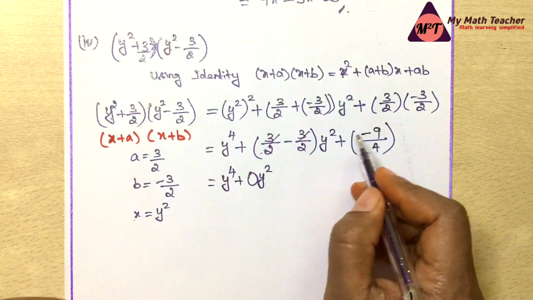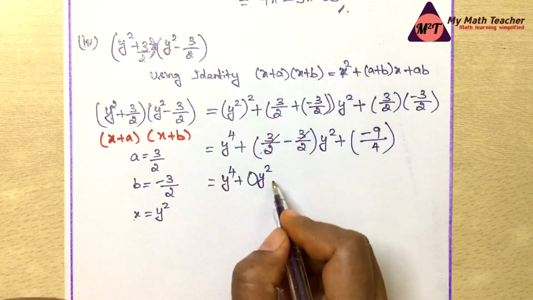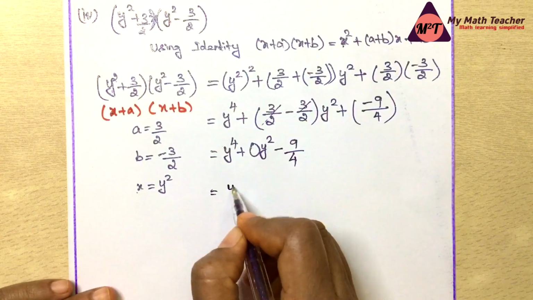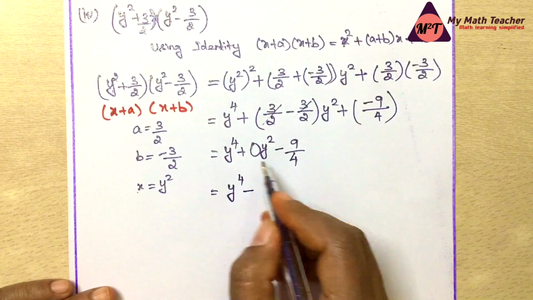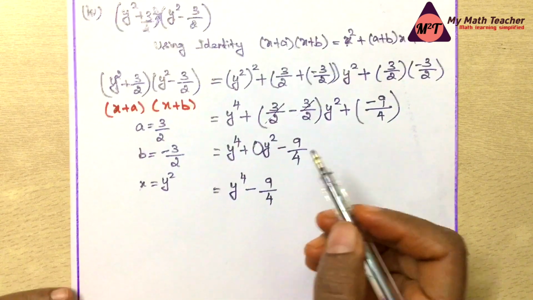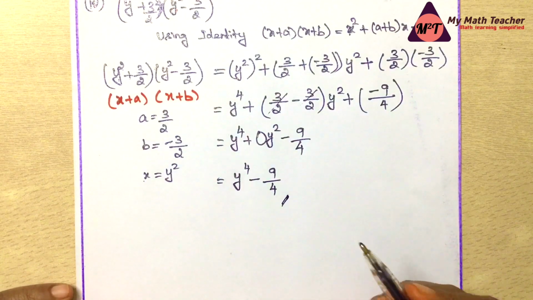Now remove the bracket by multiplying the sign. Plus into minus is minus 9 by 4. Here finally we have got y power 4 minus 9 by 4 because the middle term is 0 now. So this is the final answer.